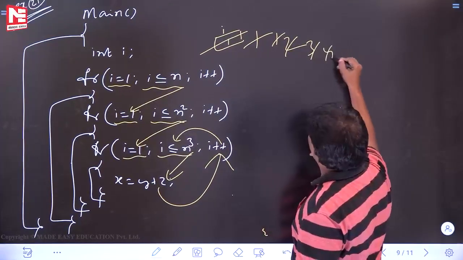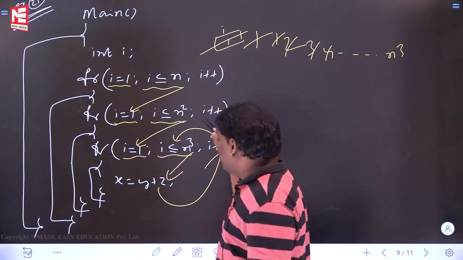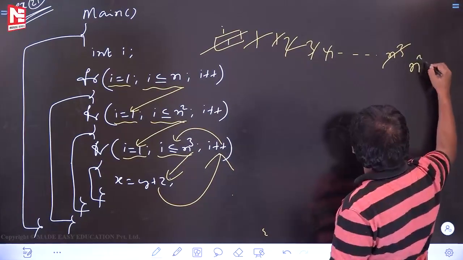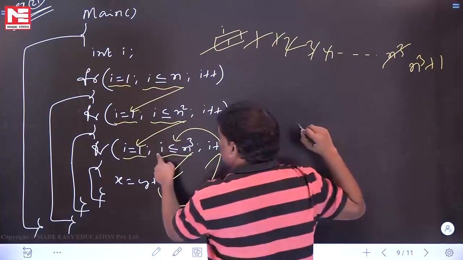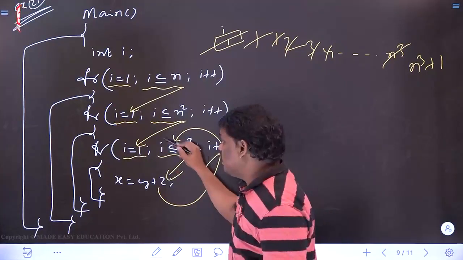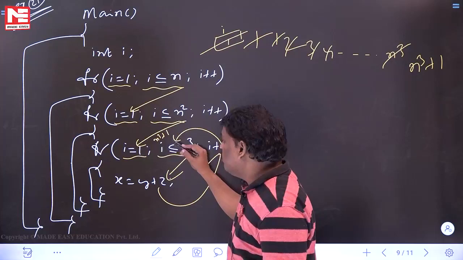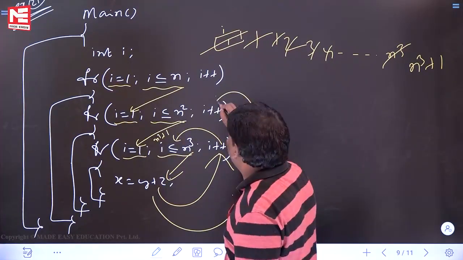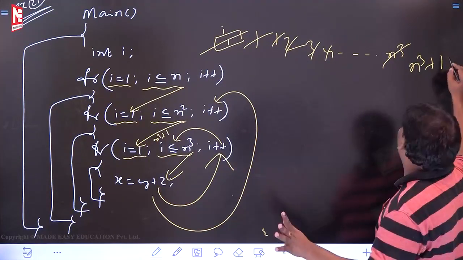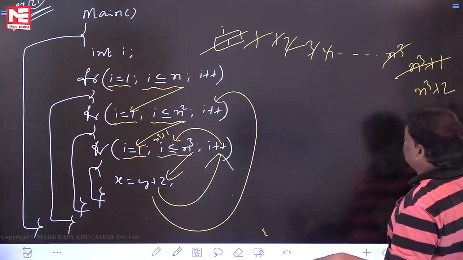3, 4, and so on. Lastly, n cube. n cube less than or equal to n cube is also true. Then execute the statement, then i plus plus. It becomes n cube plus 1. n cube plus 1 is less than or equal to n cube, fail. So this loop fails. The last i value is n cube plus 1. Because this failed, you have to go to here, i plus plus. Is it the same i or a different i? The same i only, it is there in many places. So what is the answer? It will become n cube plus 2.